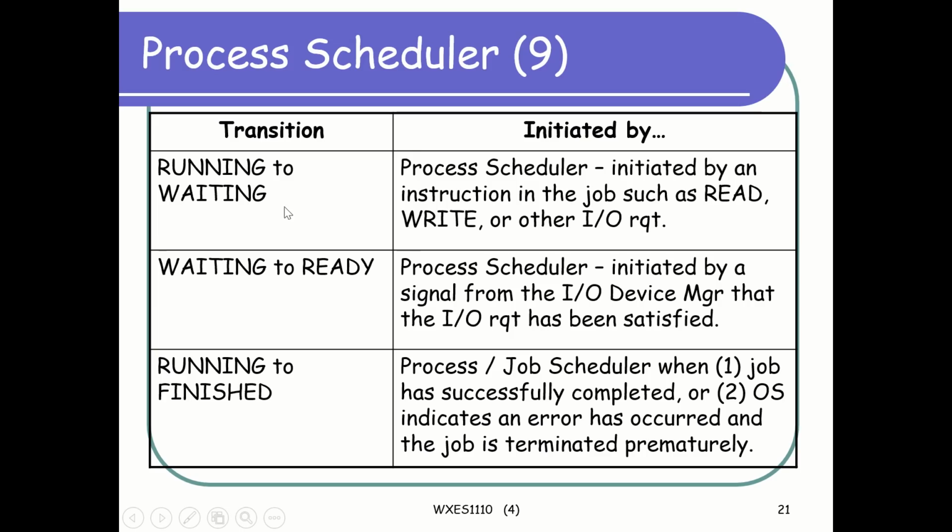So running to waiting: the process scheduler is initiated by an instruction in the job such as read, write, or other input output requests. Waiting to ready: the process scheduler is initiated by the signal from the input-output device manager that the input-output request has been satisfied. Or running to finish: job done, completed, deallocate the memory and the CPU.